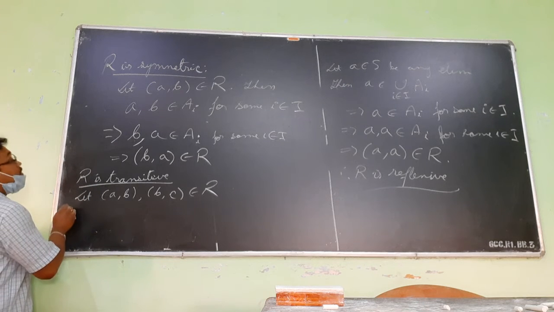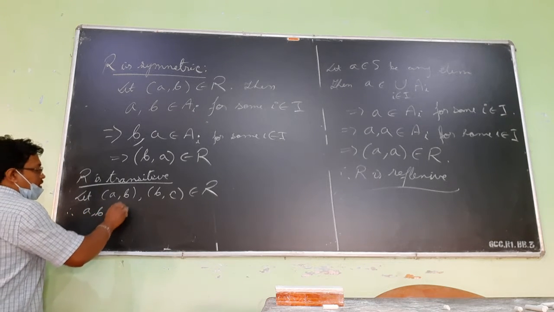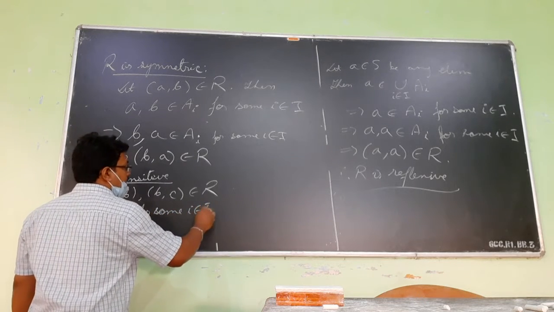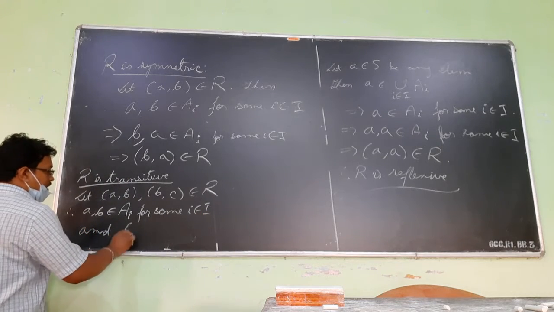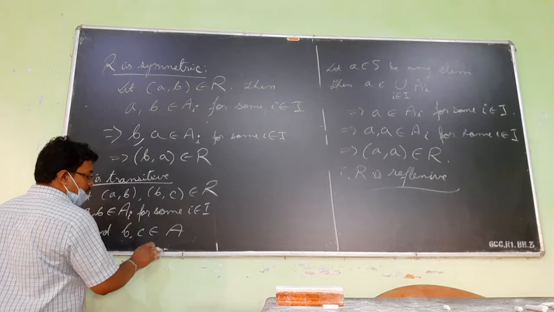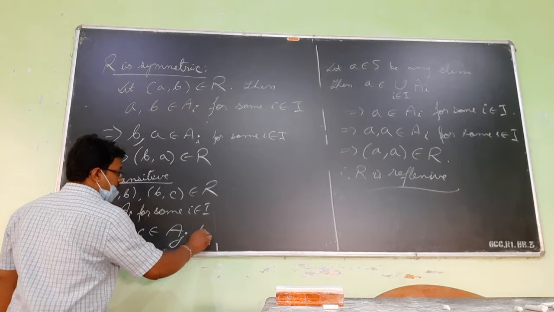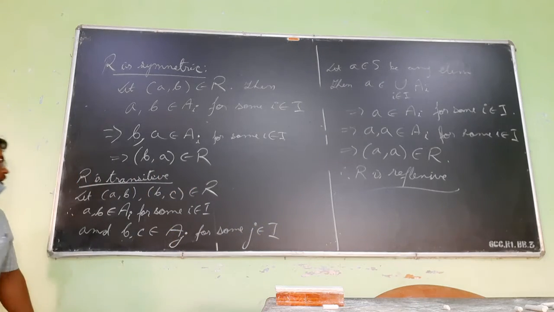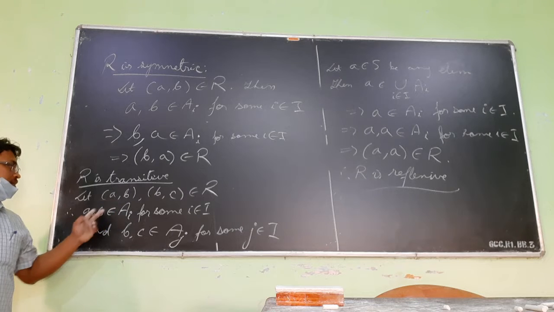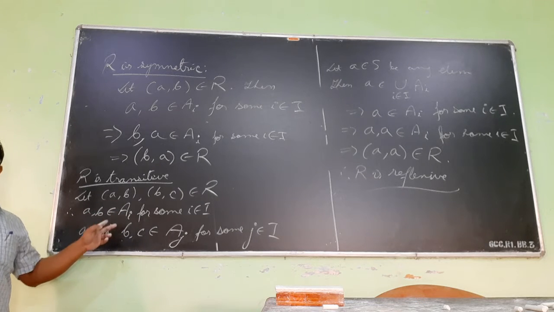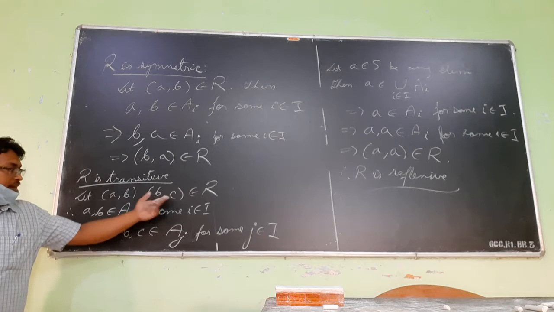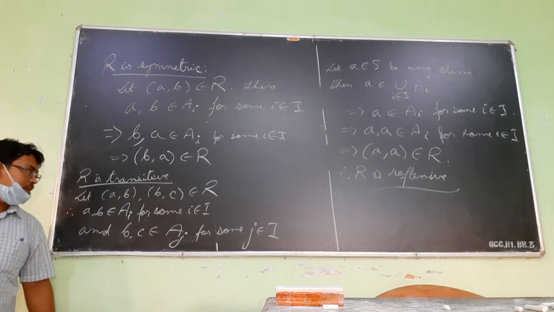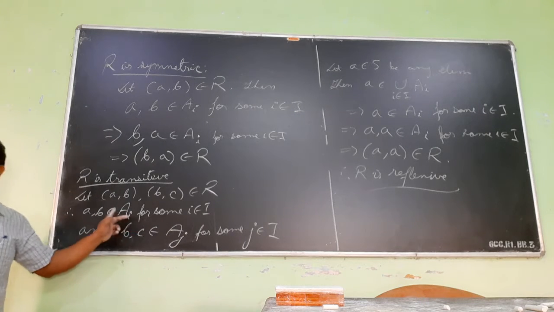So this means what? Therefore (A, B) belongs to A_I for some I, and (B, C) belongs to some A_J for some J inside I. Okay, so these are indices. Whenever A and B are related, that means A and B belong to the same A_I, the same member. Here B and C are related, so B and C should belong to the same member, say A_J. Next, I will show that this A_I and A_J have to be the same.